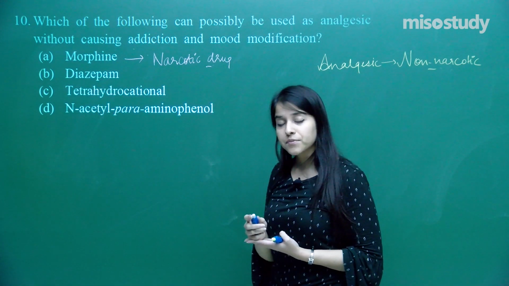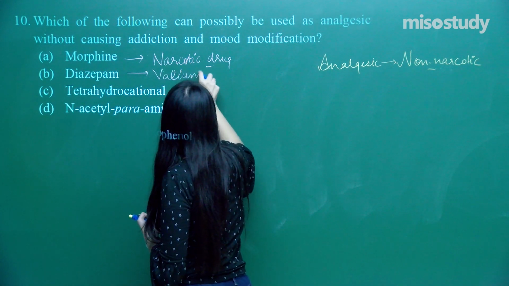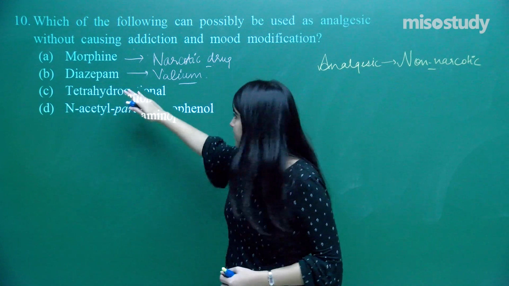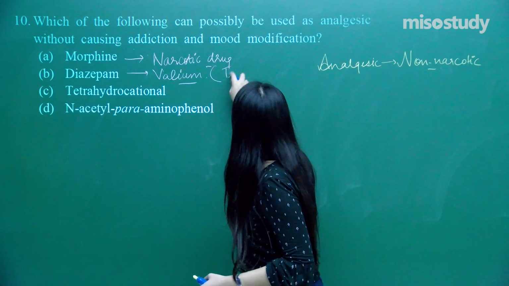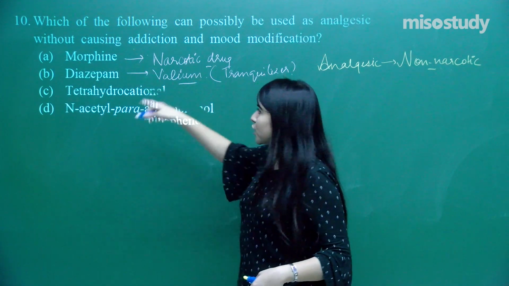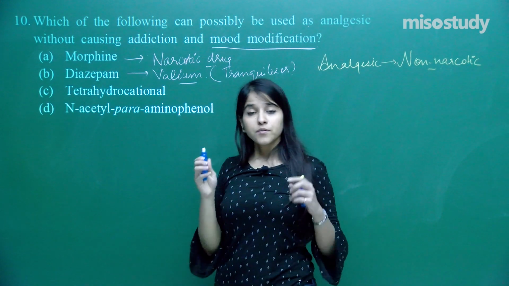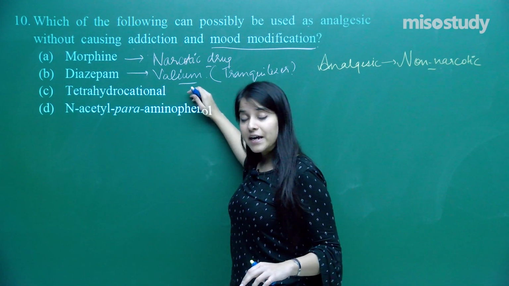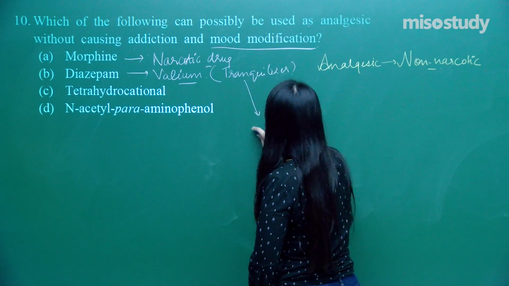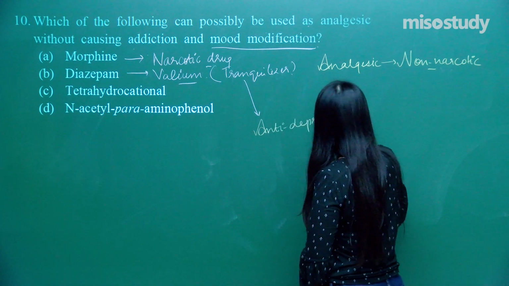Diazepam. What is diazepam? It is nothing but Valium. What is Valium? It's again a tranquilizer. So we have discussed diazepam in the case of tranquilizers. So it does not reduce the pain. It is not an analgesic, but yet it is actually uplifting the mood. It is a kind of an antidepressant. So I cannot have this as my answer. It uplifts the mood actually.